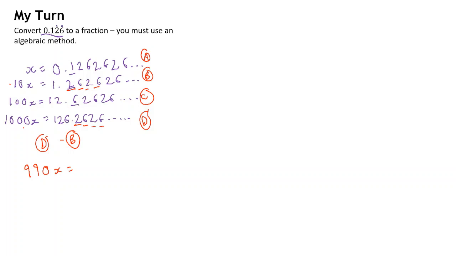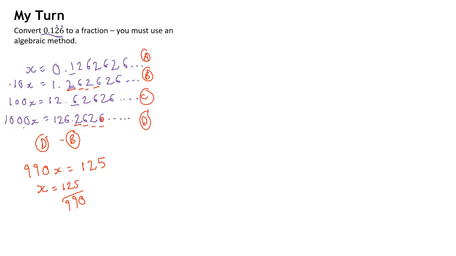And then we've got to be super, super careful here. We are doing 126.2626 take away 1.262626. Now the 0.26 bit kind of cancels out. So effectively what we're doing here is 126 take away 1, which is 125, like that. So x equals 125 over 990.